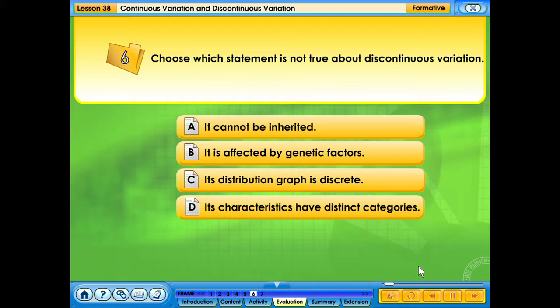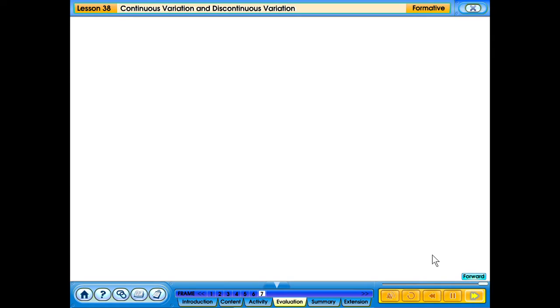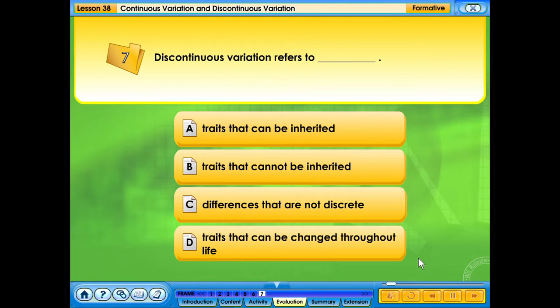Choose which statement is not true about discontinuous variation. A. It cannot be inherited. B. It is affected by genetic factors. C. Its distribution graph is discrete. D. Its characteristics have distinct categories. Your answer is correct.